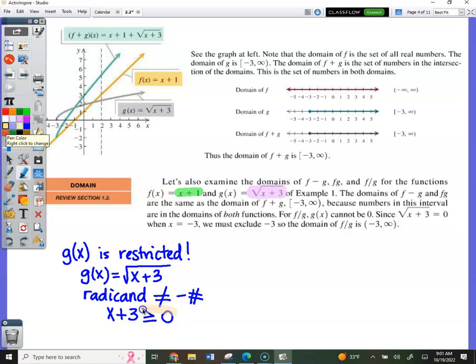This is what you do every time to find the restriction. You're saying, hey, that stuff under the radical has to stay 0 or positive. Solve it. So this is the domain. x has to stay greater than or equal to negative 3, which is exactly why you have this number line right here shaded at negative 3 and then to the right.